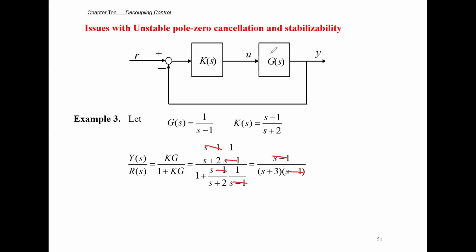Because here we know this G is 1 over S minus 1. We get the differential equation and then we try to get the transfer function from the differential equation. From that one you will know that it explains why we cannot cancel out S minus 1. So this K is S minus 1 over S plus 2. Because of course this U and Y are related by this transfer function. So therefore the differential equation I can write down is Y dot minus Y equals U.